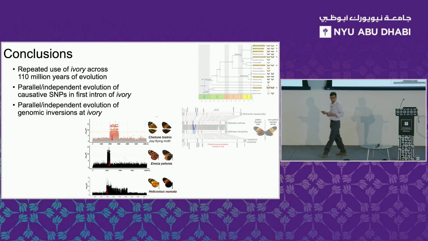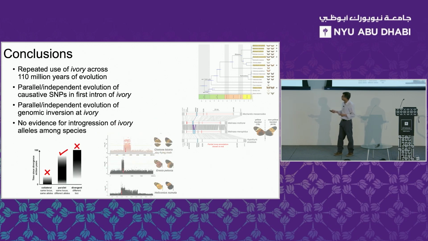And we find independent or parallel evolution of this inversion architecture, again, at the same gene. So we're getting the same genomic region and the same genetic architecture being used multiple times. And in this system, at least, we find no evidence of integration of the ivory alleles among species. So that's all I've got to say.